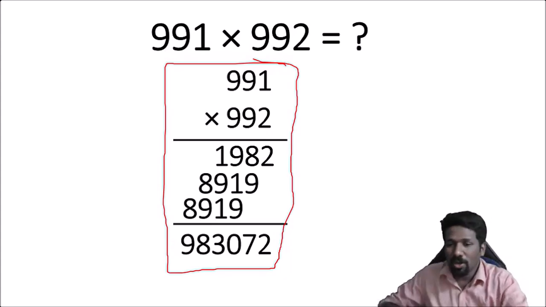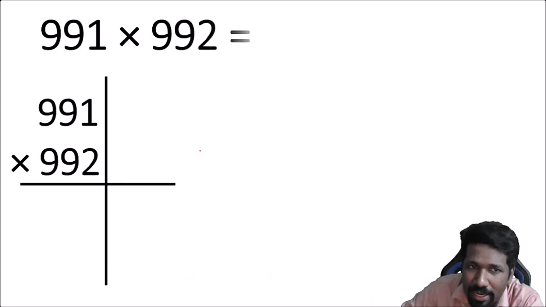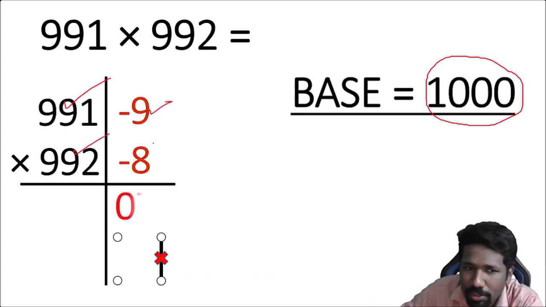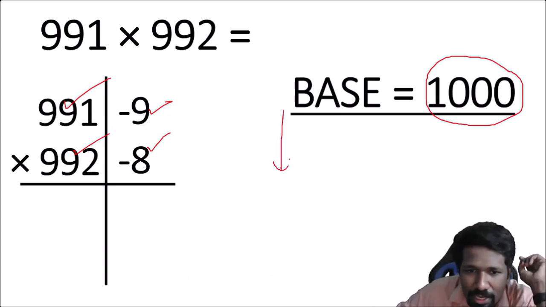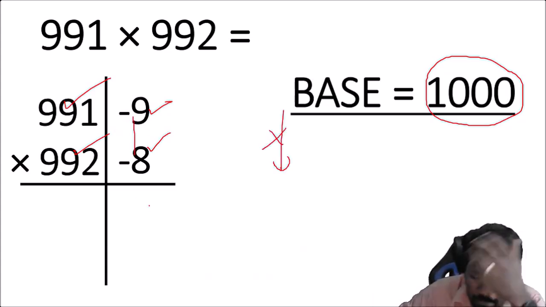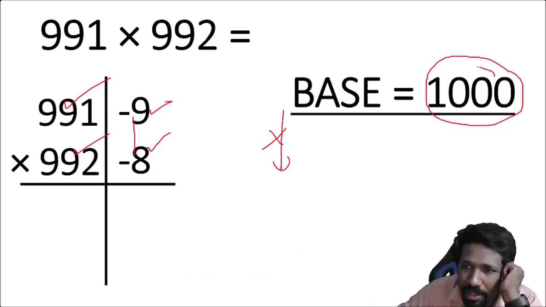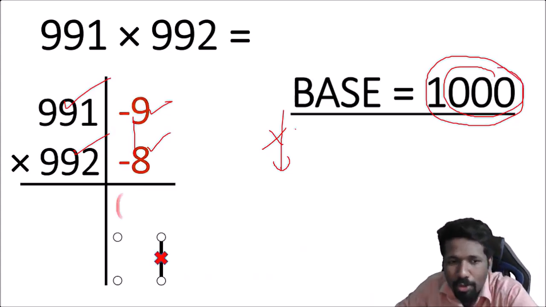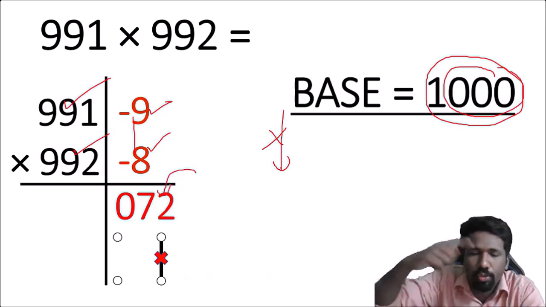Okay, so instead of doing this, you can do what? Due to lack of time, I will just explain this. 991 and 992 are both base 1000. So 991 minus 1000 you have to do, minus 9. 992 minus 1000, minus 8. Those are the differences. Now just vertical multiplication. 9 and 8 multiplied is 72. But you can't write 72. Why? Because there are 3 zeros here, and 72 has only 2 digits. So what you have to do? You have to put 072.